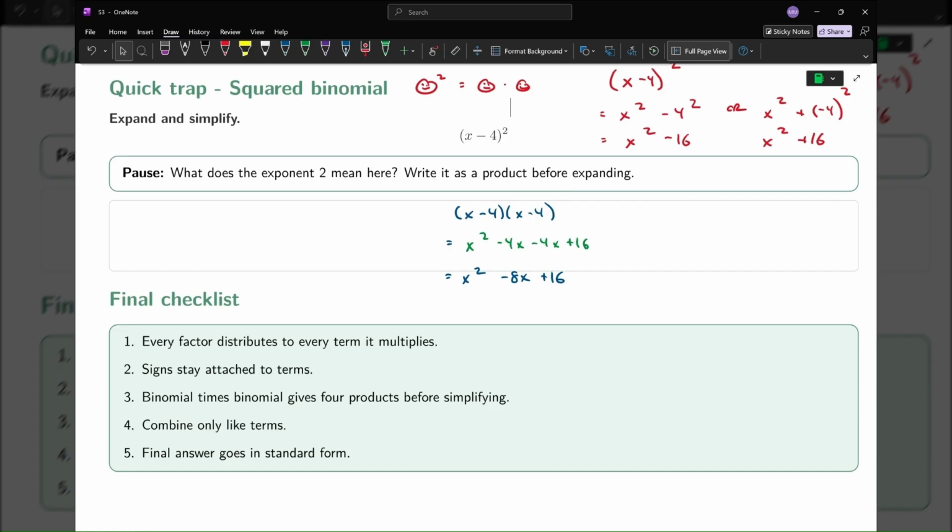Binomial times binomials are our most common one. It's going to give 4 products with those middle 2 terms, probably simplifying. Make sure you only combine like terms. And the final answer does go in standard form. I didn't say that, but notice I am going to write my x squared term first, my x term next, and then my constant last.